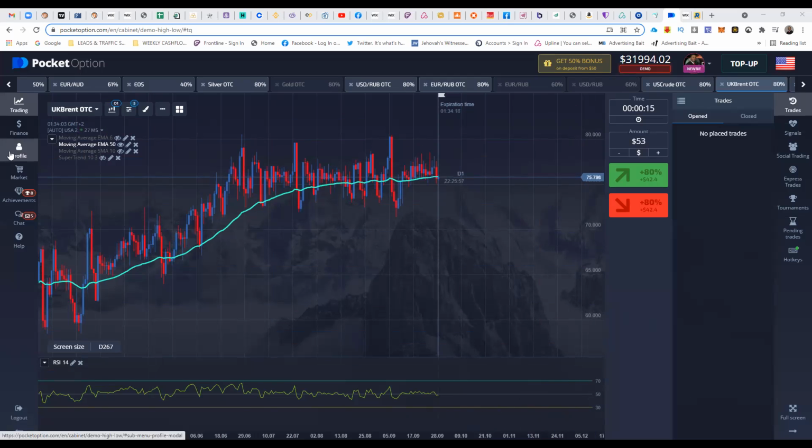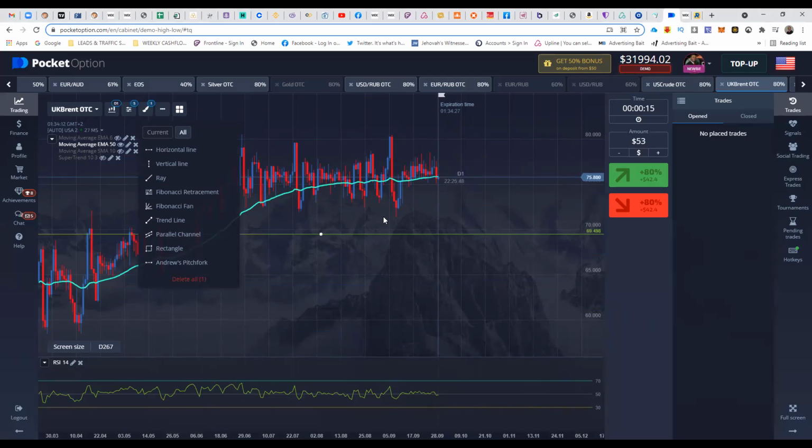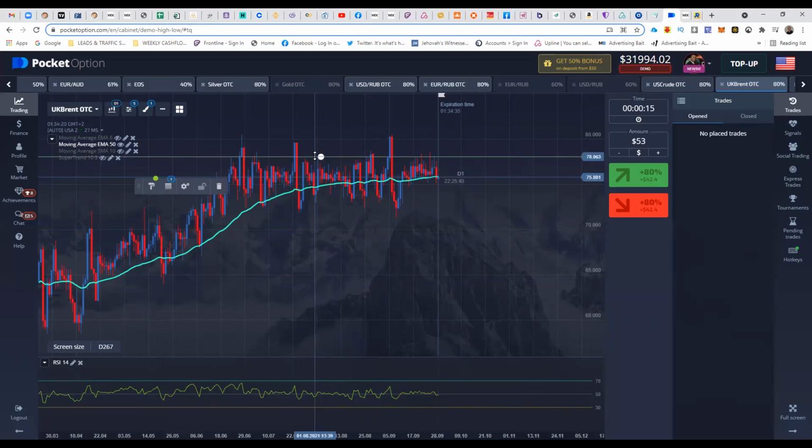So we're going to do it on the UKBrent pair. This is an over-the-counter pair as well. So we're going to actually mark up our charts and do a top-down analysis from the daily to the 15-minute, basically using market structure and horizontal lines off of supply and demand zones.